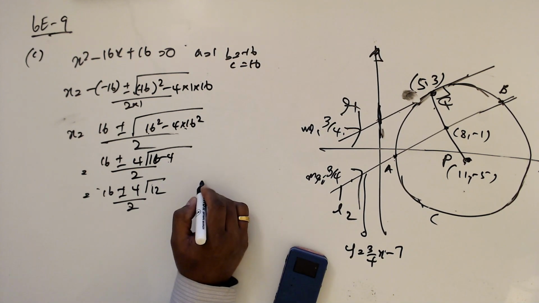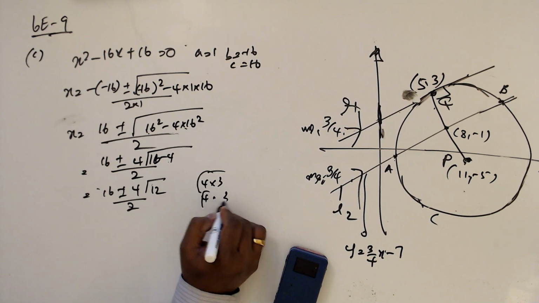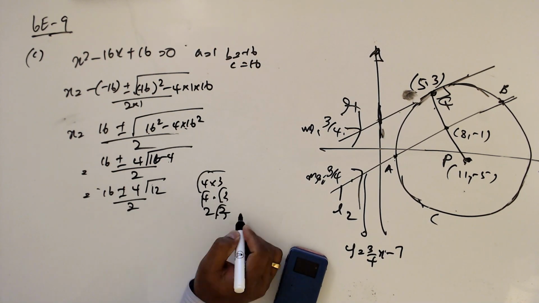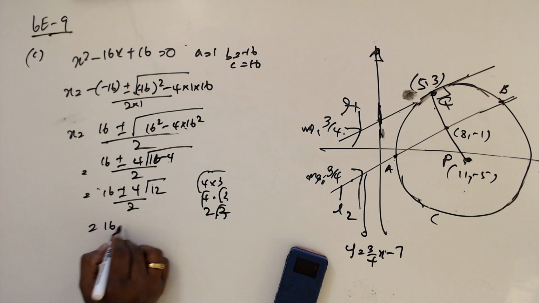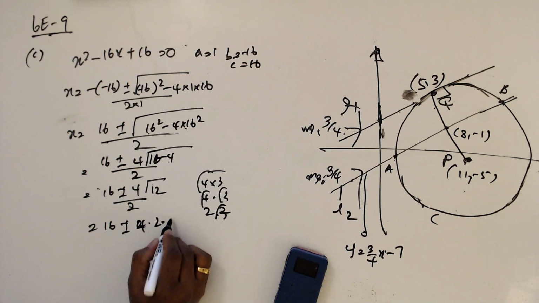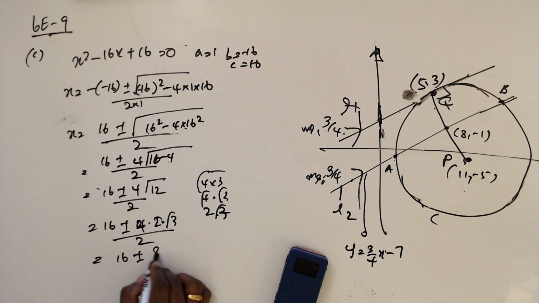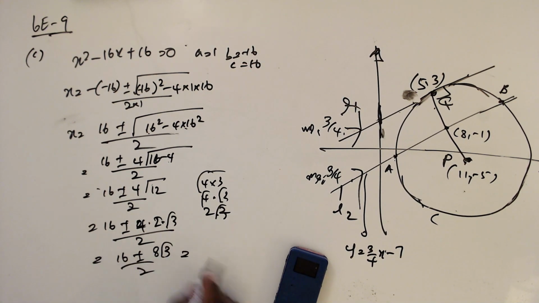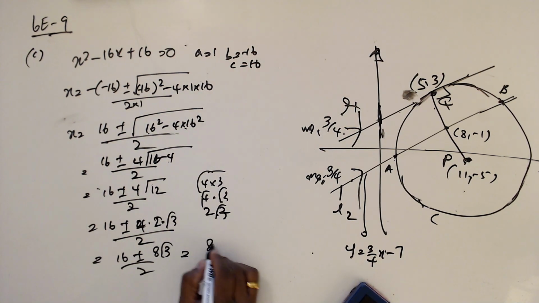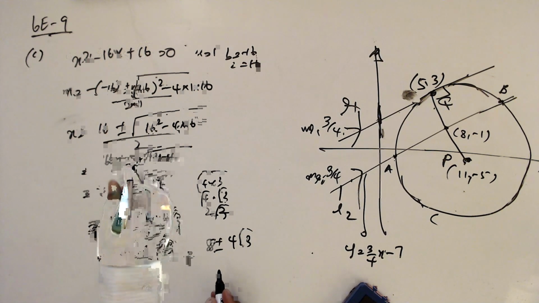Now 12 means 4 times 3. It means 4 times square root 3, 2 square root 3. So 16 plus or minus 4 times 2 square root 3, over 2. 16 plus or minus 8 square root 3 over 2. This is going to be 8 plus or minus 4 square root 3, because I am going to divide. Now 8 plus or minus 4 square root 3.